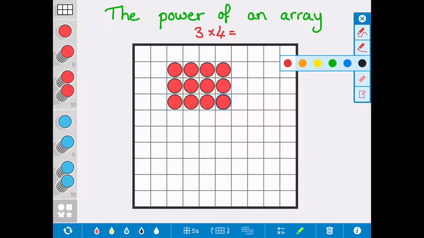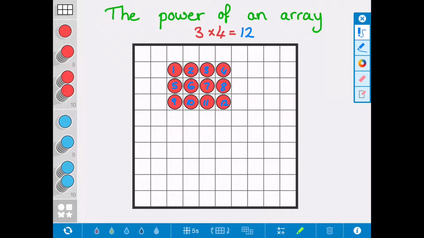So let's count how many we've got. We've got 1, 2, 3, 4, 5, 6, 7, 8, 9, 10, 11, 12. So that shows us that 3 times 4, or 3 groups of 4, equals 12.